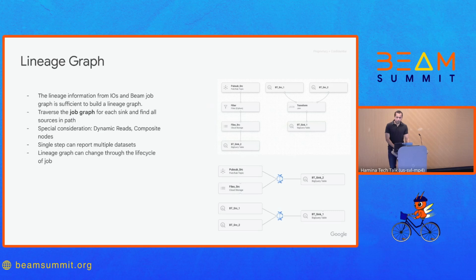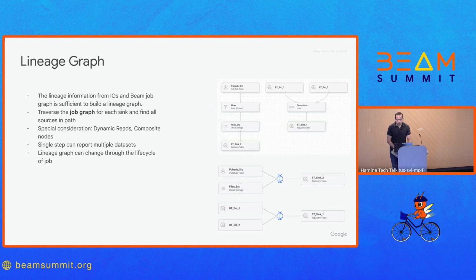Also, a single step can report multiple resource locations it's writing to. That's the case of BigQuery dynamic destination or any IO which supports dynamic destinations, where the same step can be writing to multiple data sets or multiple files, and we need to capture each and every data set it wrote to or file it wrote to.